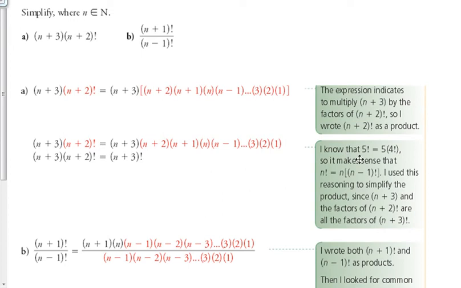But she knows that 5 factorial is equal to 5 times 4 factorial, so it makes sense that n factorial is equal to n times n minus 1 factorial. She used this reasoning to simplify the product, since n plus 3 and the factors of n plus 2 factorial are all the factors of n plus 3 factorial. So then she simplified and got n plus 3 factorial.